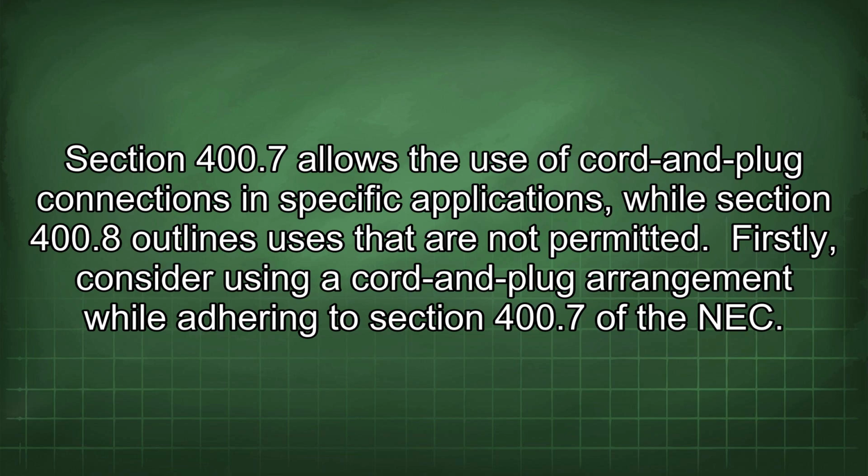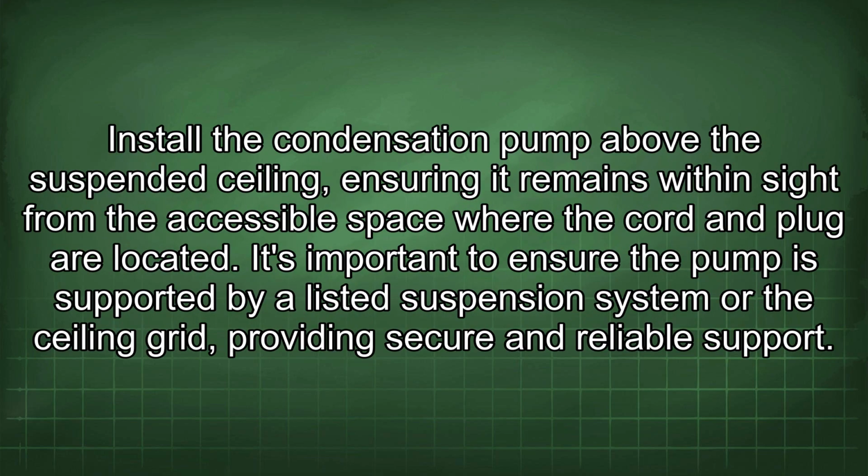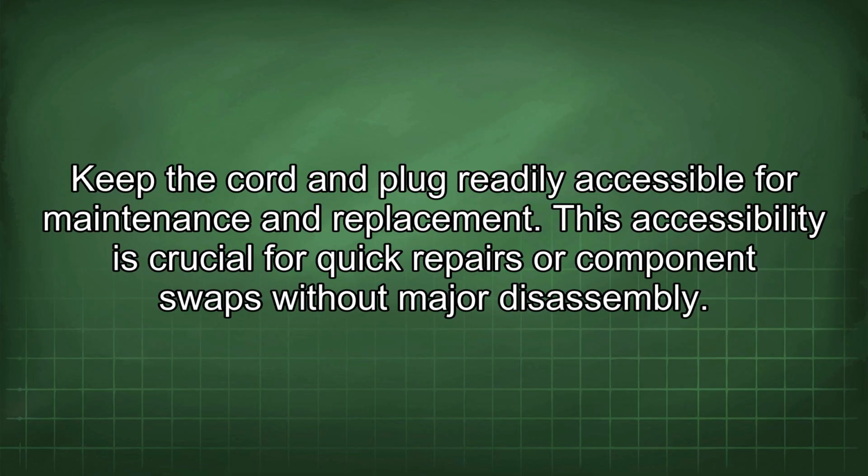not permitted. Firstly, consider using a cord and plug arrangement while adhering to Section 400.7 of the NEC. Install the condensation pump above the suspended ceiling, ensuring it remains within sight from the accessible space where the cord and plug are located. It's important to ensure the pump is supported by a listed suspension system or the ceiling grid, providing secure and reliable support. Keep the cord and plug readily accessible for maintenance and replacement. This accessibility is crucial for quick repairs or component swaps without major disassembly.